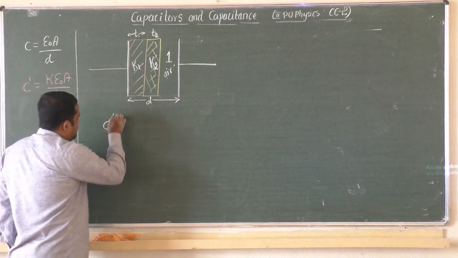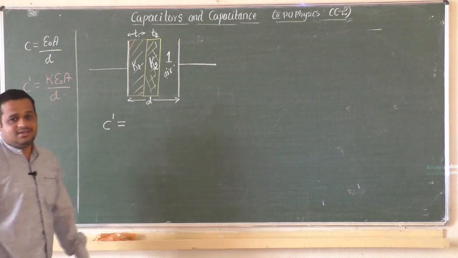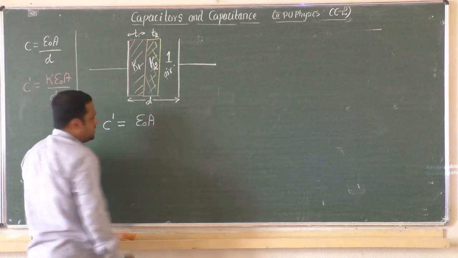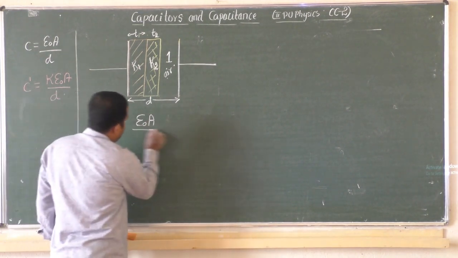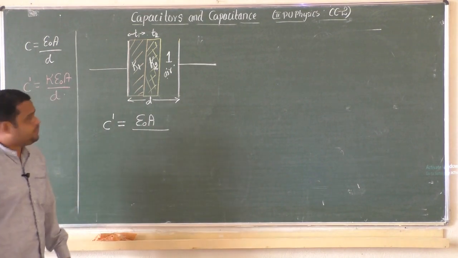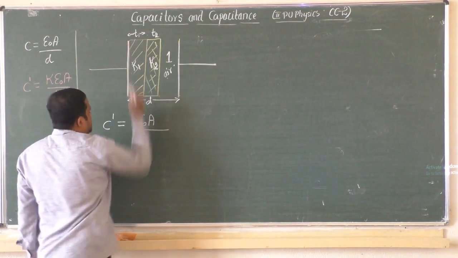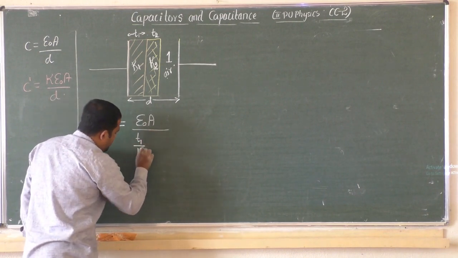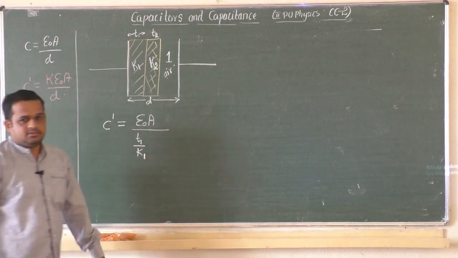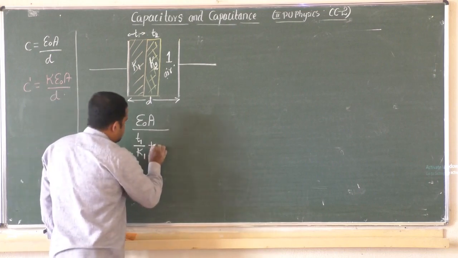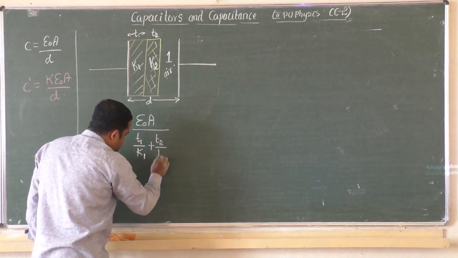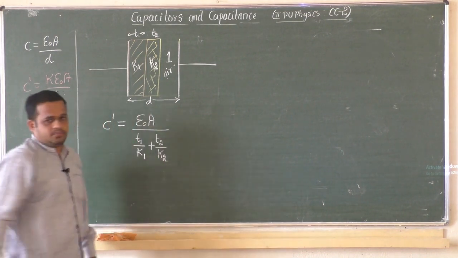Now for this case, capacitance is given by C dash is equal to numerator epsilon naught A, it remains as it is, divided by thickness of first dielectric medium, that is T1 divided by its dielectric constant K1, plus thickness of second dielectric medium, that is T2 divided by its dielectric constant, that is K2.